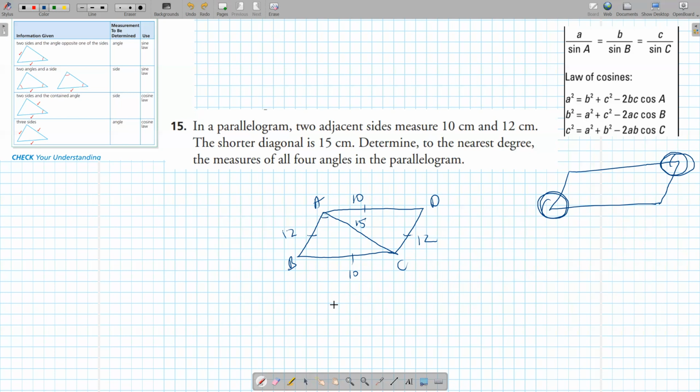Sine law or cosine law? Cosine. Correct. Let's set this up. We're going to be using this one. So B squared, again, B is this. We can call this A, and then this is small c. So B squared is equal to A squared, 10 squared, plus C squared, minus 2 times 10 times 12. We also know what B is, right? B is 15. Yeah, B is 15 squared, and then times cosine of B. There we go.